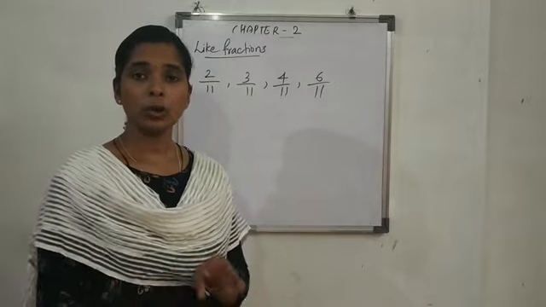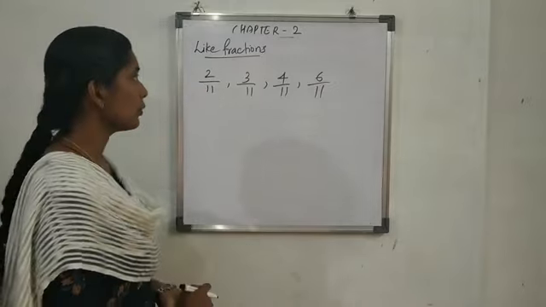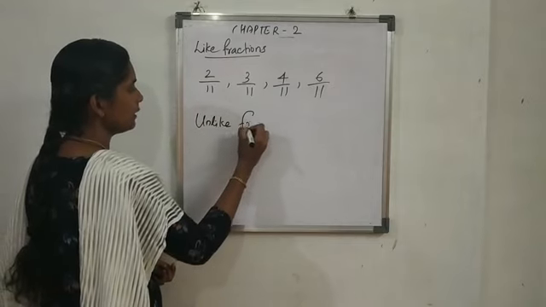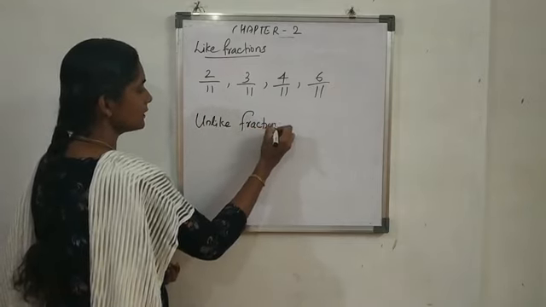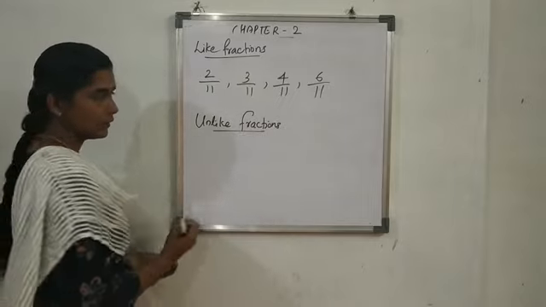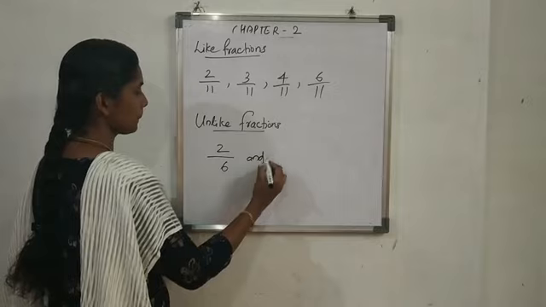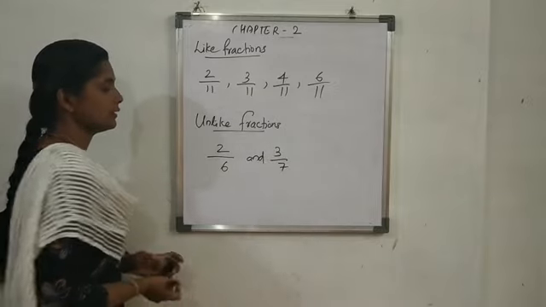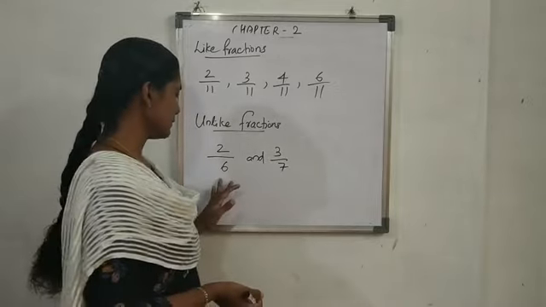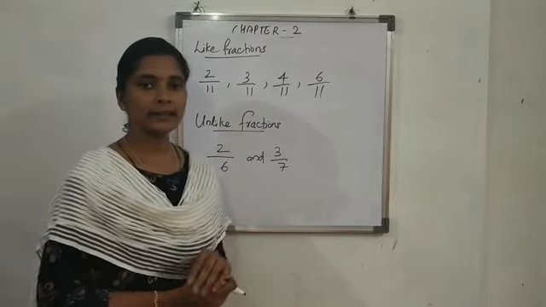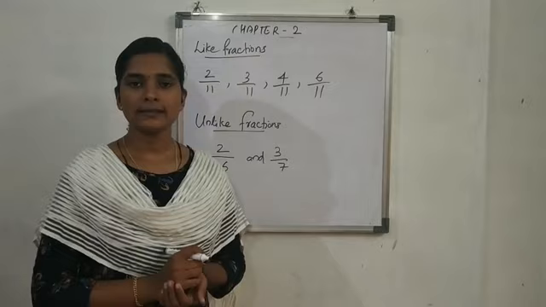If the denominators are different, what do we call them? We call these unlike fractions. Unlike fractions means the denominators are different. We can write 2/6 and 3/7. In this case, the denominators are different. Here it is 6 and here it is 7. Therefore, these kinds are called unlike fractions, because the denominators are different.